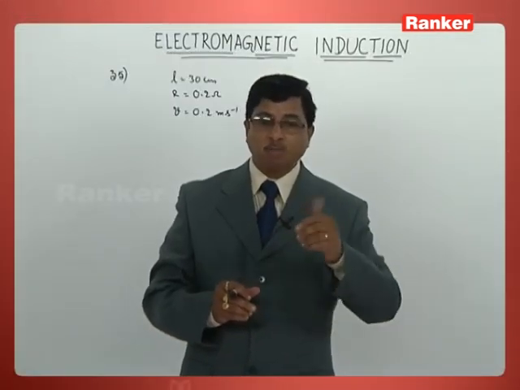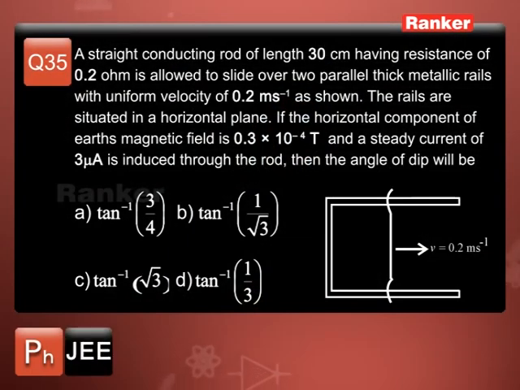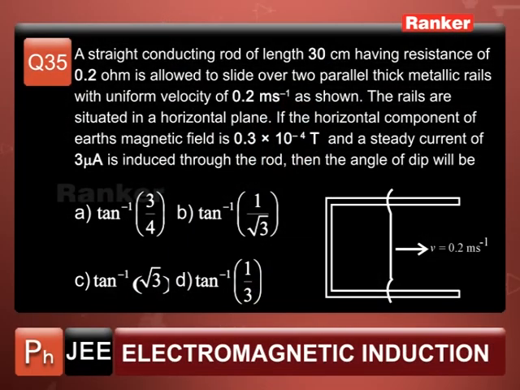If you take the options given, first option tan inverse 3 by 4. Second option tan inverse 1 over root 3. Third option tan inverse root 3. And fourth option tan inverse 1 over 3. That's what has been given.